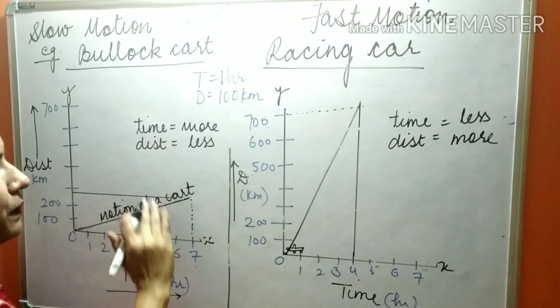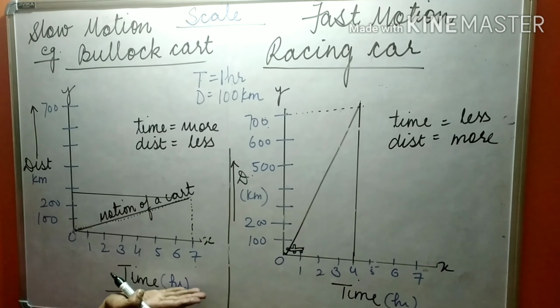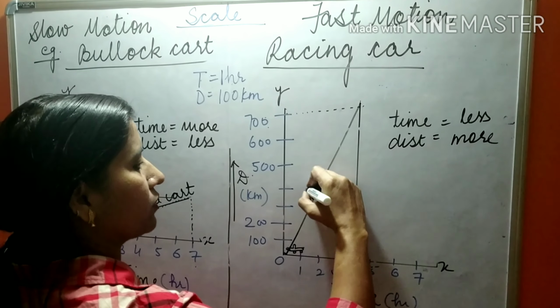So you can easily compare. This graph is towards time. In this is the slow motion.